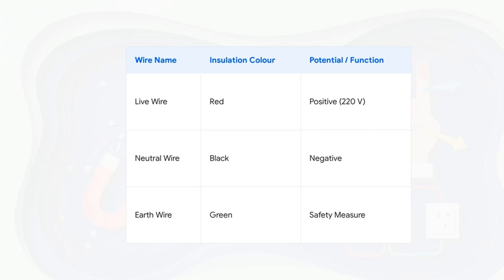The red wire is the live wire. That's the one with the high voltage. The black wire is neutral, which completes the circuit. And the green one is the earth wire, which is a super important safety feature.